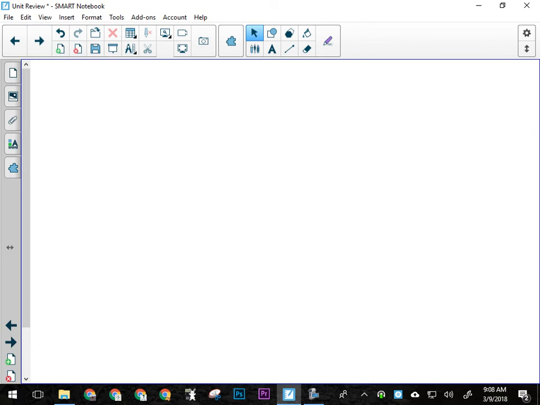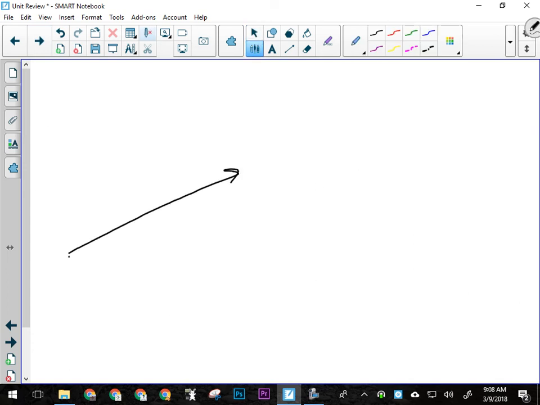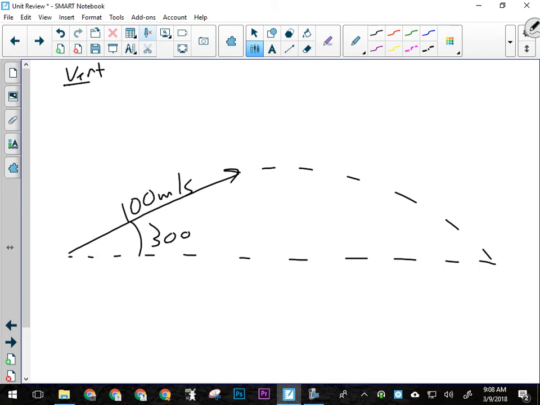Okay, so let's say we've got our basic projectile motion projected at an angle type question. I have an object that's projected 30 degrees above the horizontal at 100 meters per second. I want to figure out 2 things, its maximum height and how far it travels horizontally. So as always, we want to break this up into its vertical and horizontal parts.